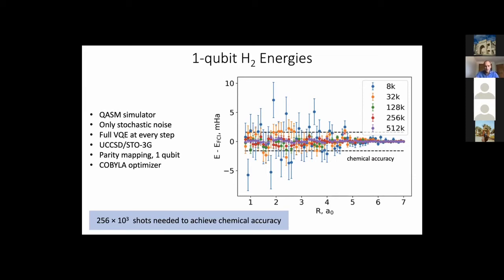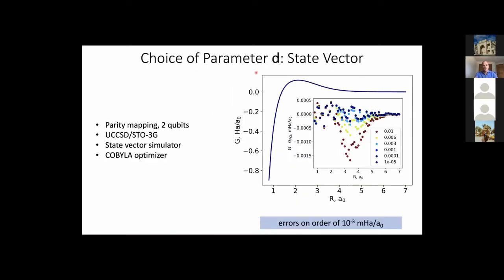And to be consistently within chemical accuracy to get the correct energies, we need at least 256,000 shots out of this set. So this is the number of shots that we need to get the energies within chemical accuracy. The next thing is we need to pick the parameter d, the displacement, to calculate the numerical gradients.